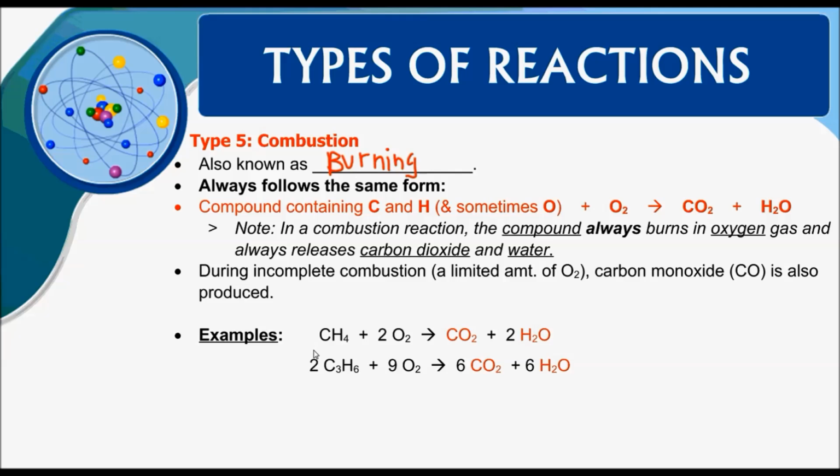So in our examples, I've got methane plus oxygen gas produces carbon dioxide and water. And another hydrocarbon right here plus oxygen yielding carbon dioxide and water. So notice carbon dioxide and water are always our products. You have the presence of oxygen and some form of hydrocarbon right here.